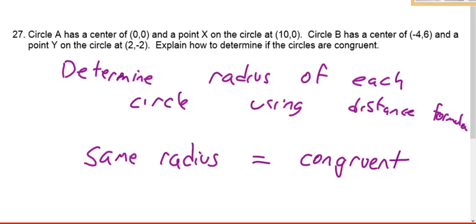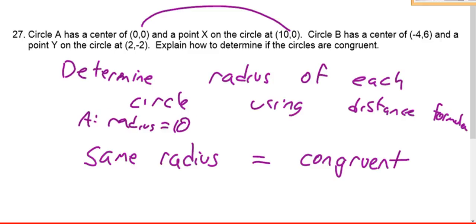So for this exact question, when you determine the radius of each one, you first get a radius of 10 for circle A. Then you do the same thing for circle B. Takes a little bit longer. You have to use the distance formula, but you also get that the radius is 10. So both radii are 10, so they are congruent.